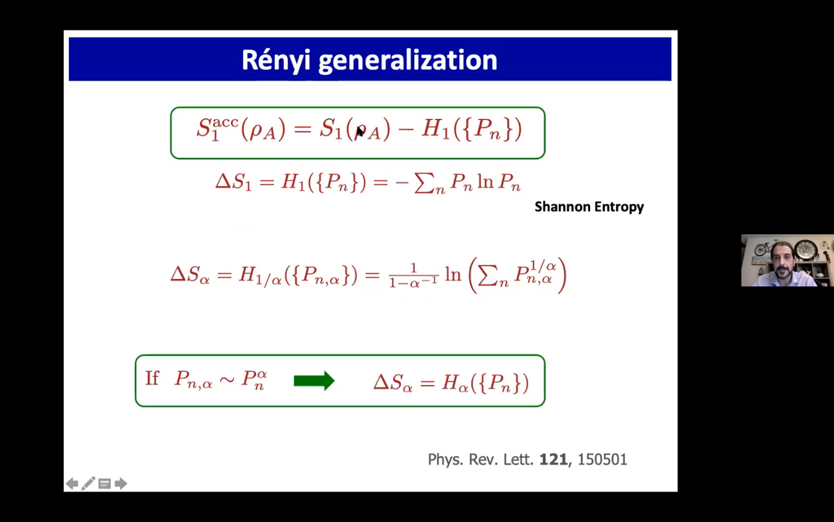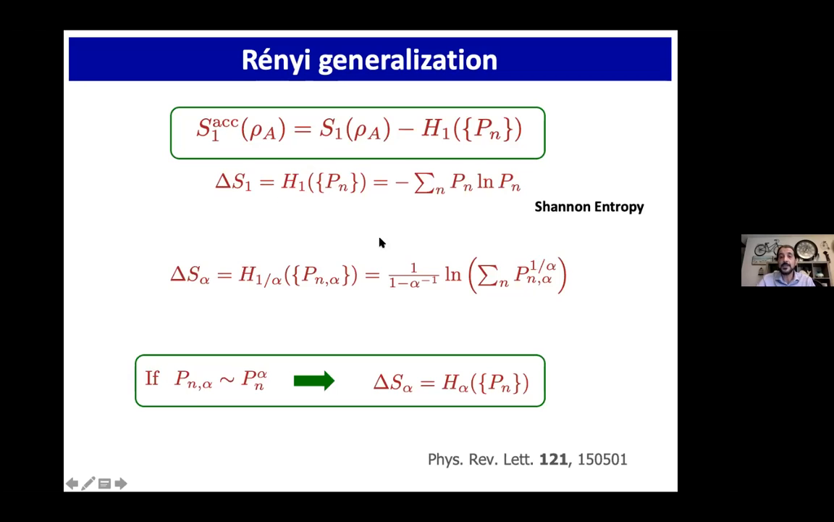One more thing about this is to ask what is the difference between the accessible entanglement and the total entanglement, and this is the von Neumann, where alpha is equal to 1. And the difference between the two is actually always equal to the Shannon entropy of the particle number distribution. So that means that what we are subtracting as we calculate the accessible entanglement is the classical information that is stored in the particle number distribution.